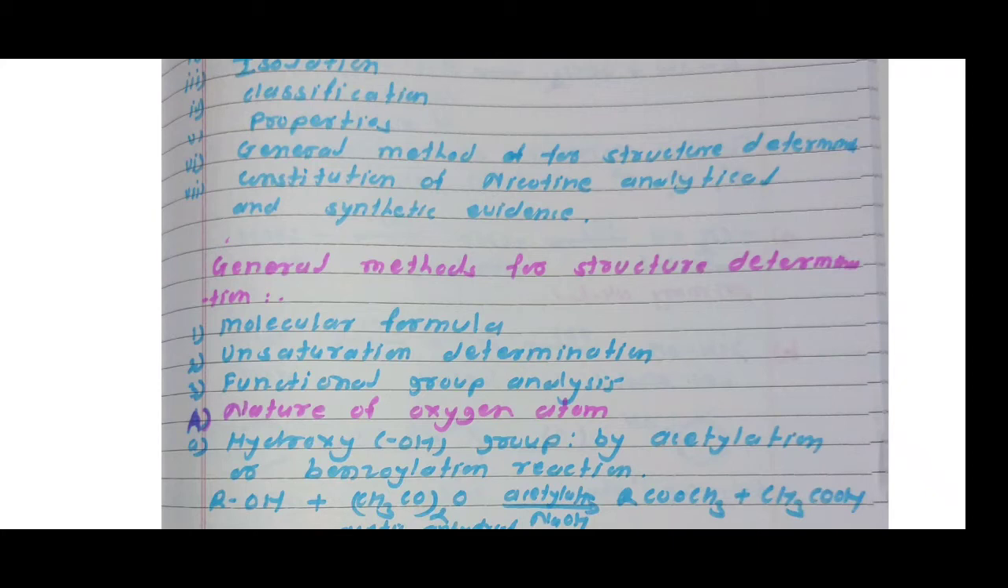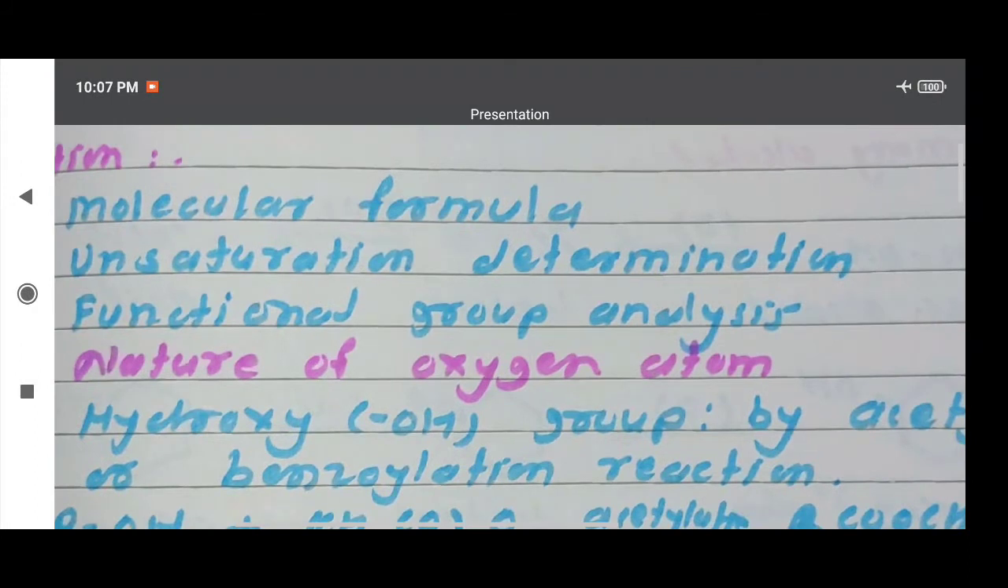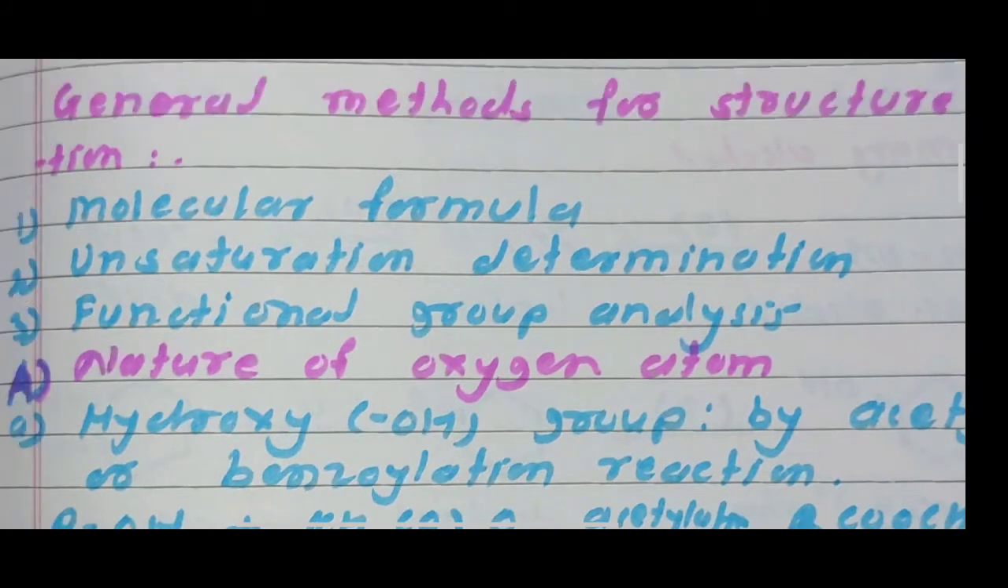The second point, unsaturation determination, means how unsaturation present in alkaloid is determined. Here presence of unsaturation in an alkaloid is detected by its reaction with bromine or hydrogen, halogen acid, etc. By carrying out quantitative reaction, one can estimate the degree of unsaturation. Means if double bond is present, then hydrogen atom, bromine atom or halogen acid adds to the double bond and indicates presence of unsaturation.